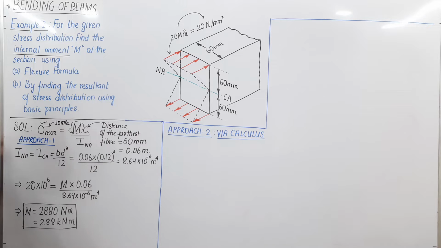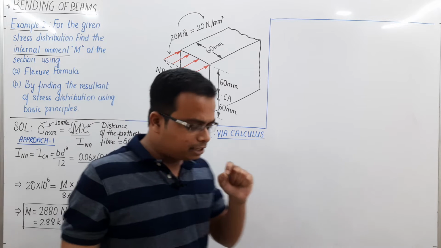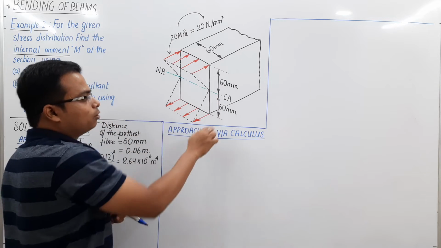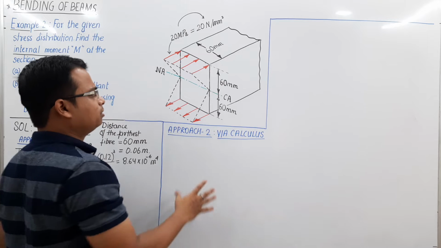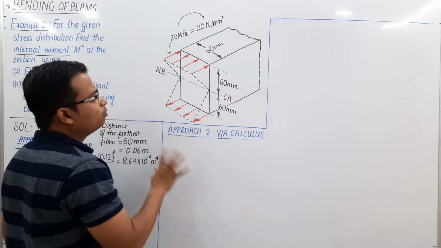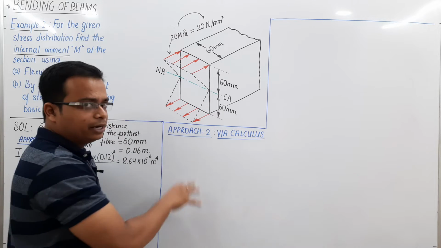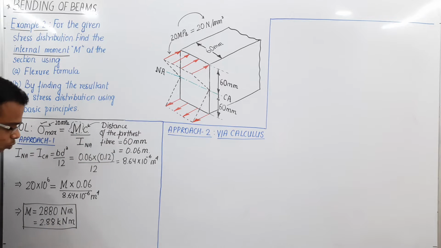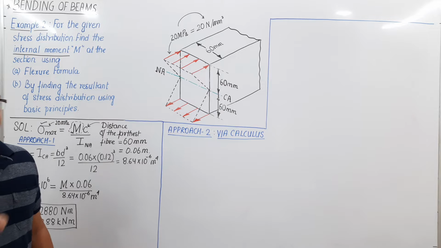What do we want? We want the internal moment, isn't it? And one more thing. In lecture number 1, I told you that the net force on any cross section is going to be equal to 0, right? And we'll prove it here. And we'll also find the bending moment, which again will work out as 2880 Newton meter. You will see that very soon.